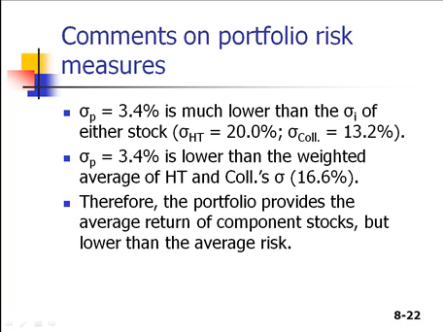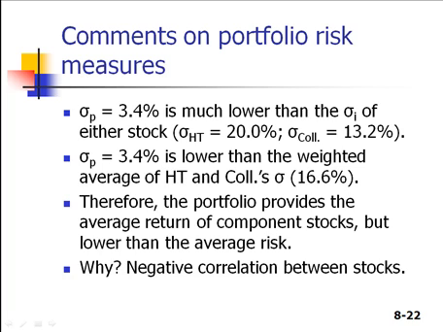I mean, this did work exceptionally well. Down to 3.4%, that's a minuscule amount of risk. The reason in this case is that we had negative correlation between these two stocks. What does that mean? Well, correlation refers to the tendency of two things, or two random variables, to move up and down together.